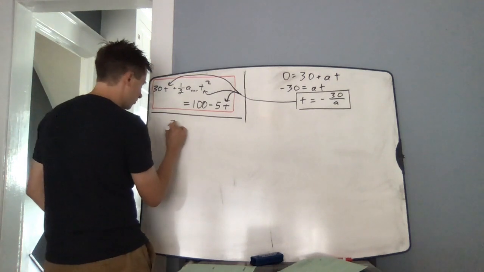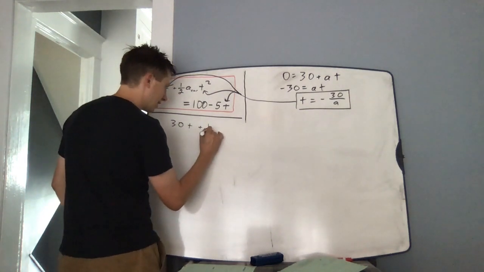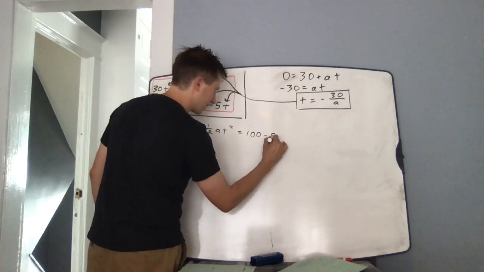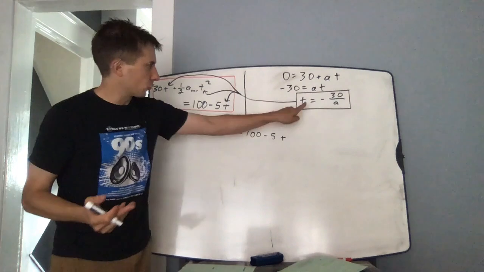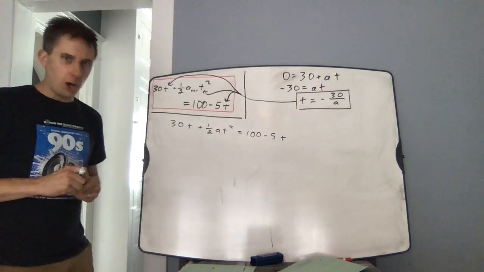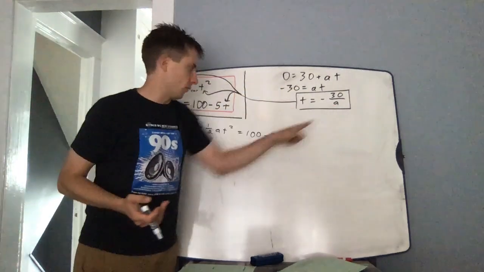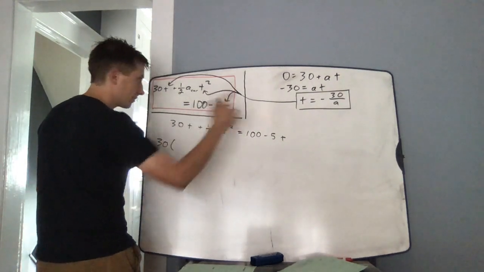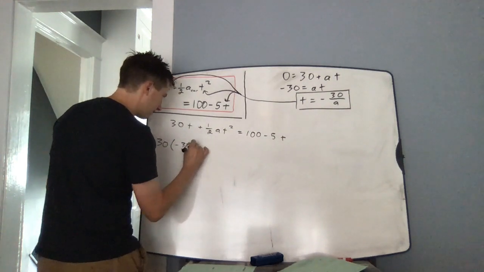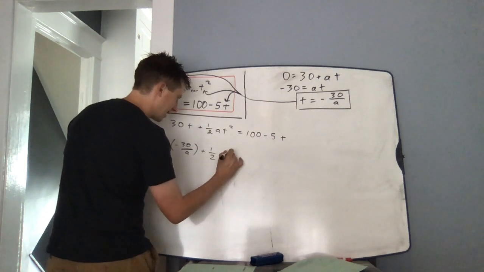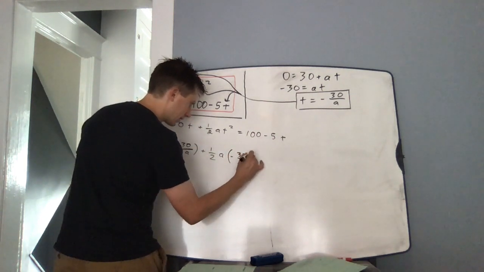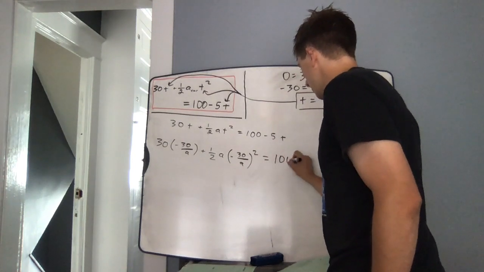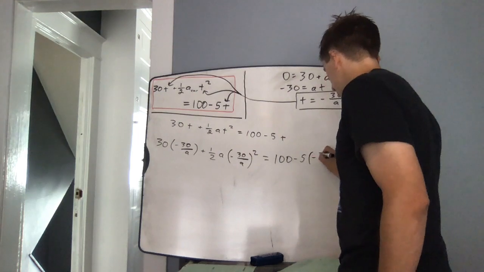So this line is 30 times t plus 1/2 a t squared is equal to 100 minus 5t. Everywhere I see t, I'm going to plug negative 30 over a into the equation. Also, I don't feel like writing a_car over and over, so I'm just writing it as a. Okay, 30 times t, so that's 30 times negative 30 over a, plus 1/2 times a times negative 30 over a squared, because I have a t squared, and then I have 100 minus 5 times negative 30 over a.